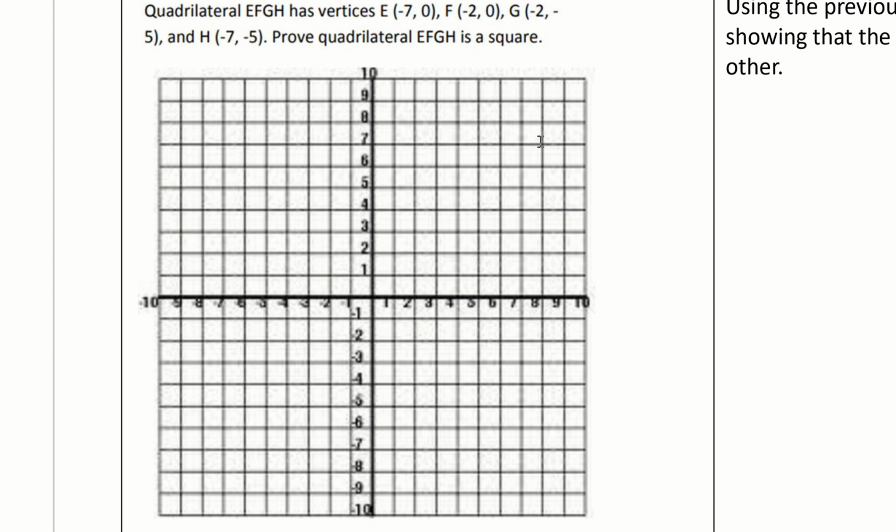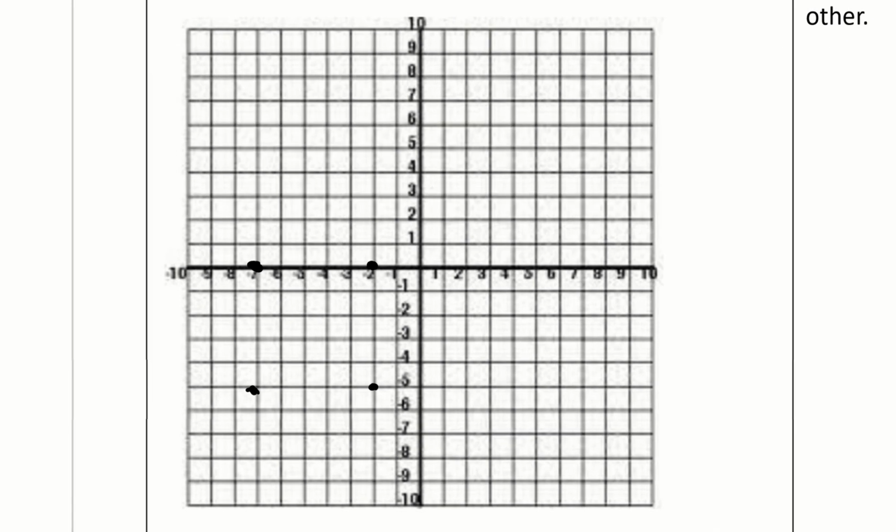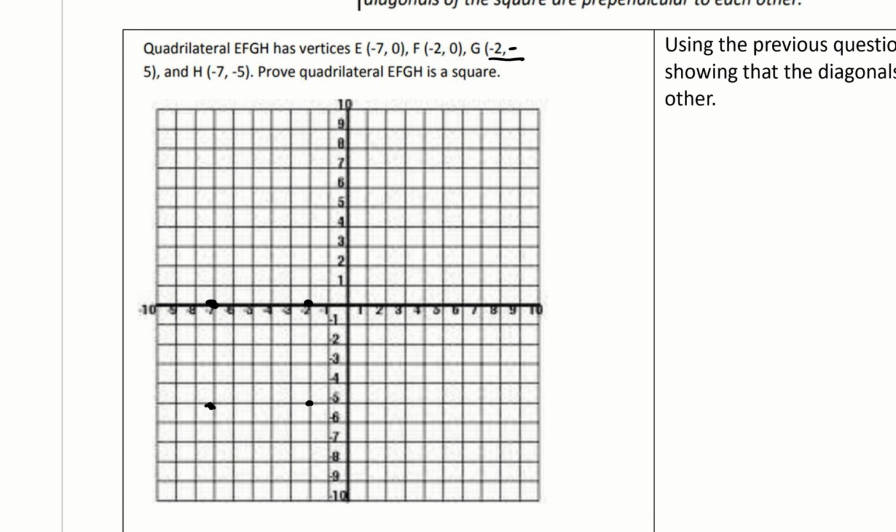Now this is going to be obvious that this is a square, but remember, it's not always going to be obvious. So I'm going to show you how to do it regardless of how the shape might look. This is, by the way, -2, -5. So the 5 went on the bottom, but there's this negative right here. And then H is -7, -5. Again, it's very obvious that it's at least right angles. So we've got E, F, G, H.